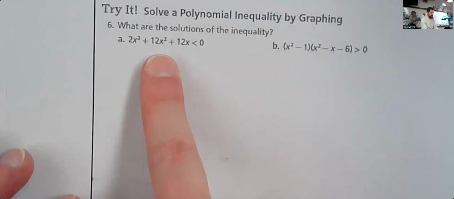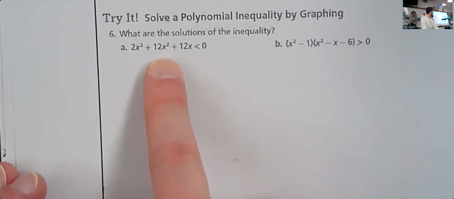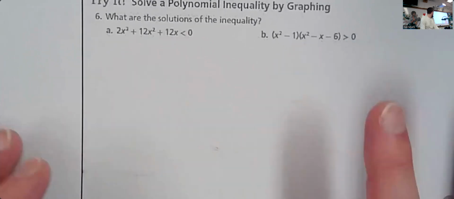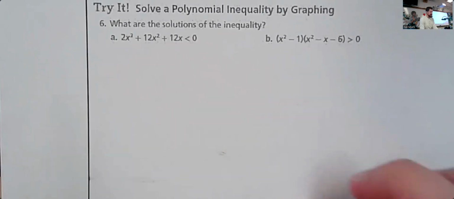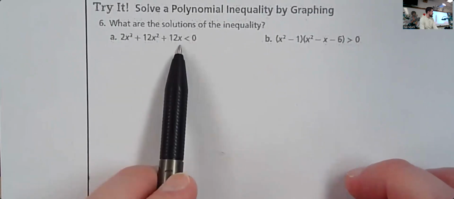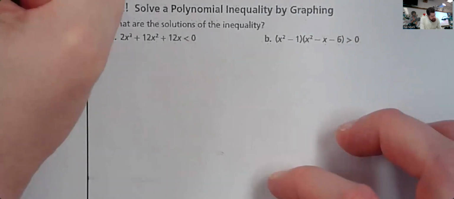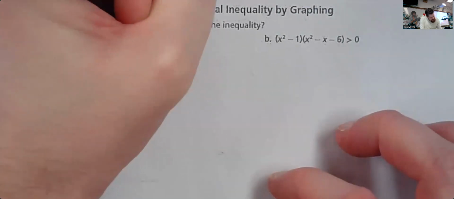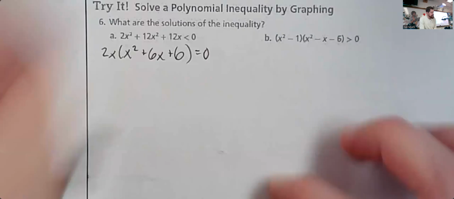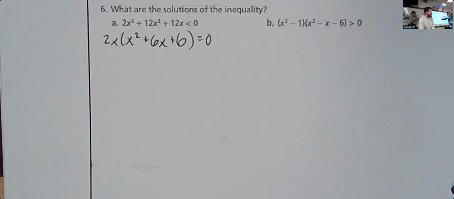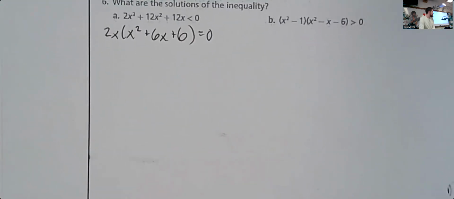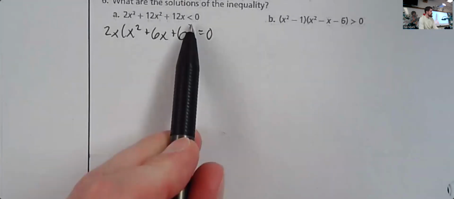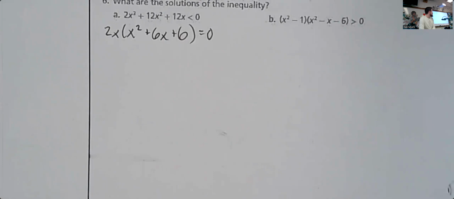So let's give this one a try. The first thing we're going to do is set it equal to 0. And actually, I'm going to factor out a 2x and set it equal to 0 at the same time, because we can divide out a 2x. So that'll be 2x, and then we're going to have x squared plus 6x plus 6 is equal to 0. So just change it to an equation at first. Knowing the whole time we're trying to figure out for what x values make the y values negative, because we're still looking at less than 0. So what two numbers would multiply to 6 and add to 6?